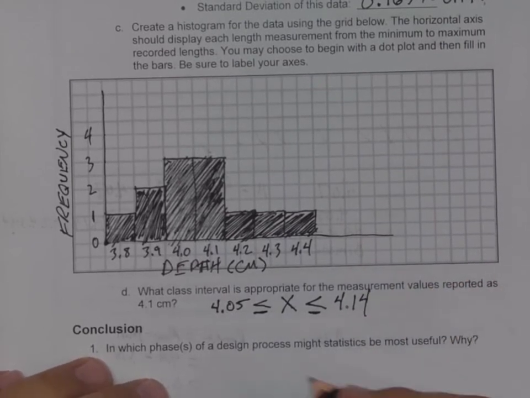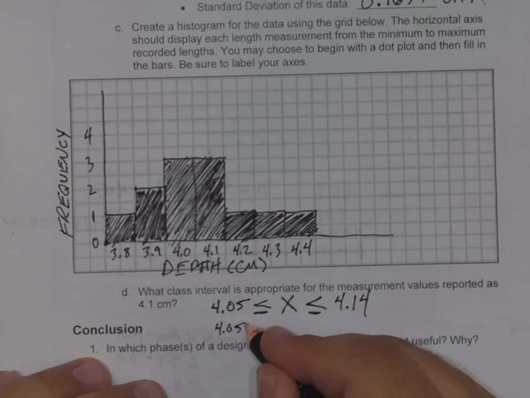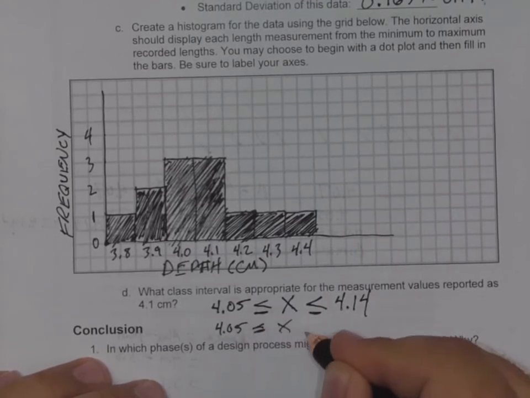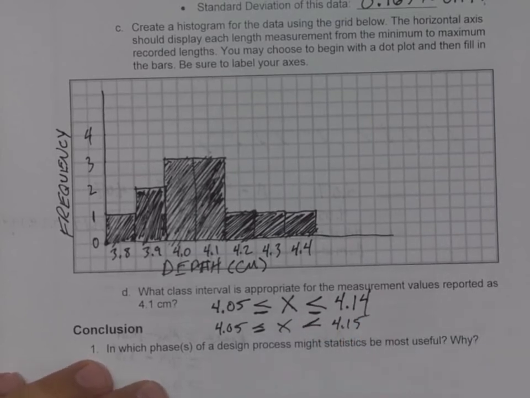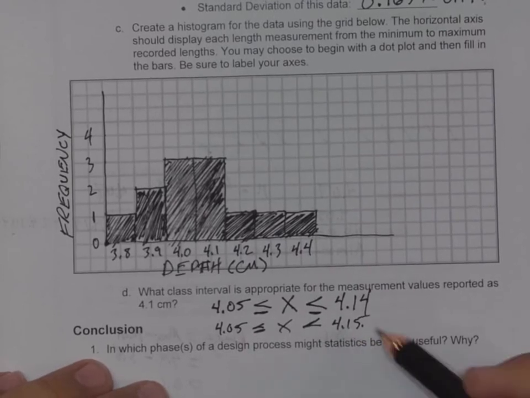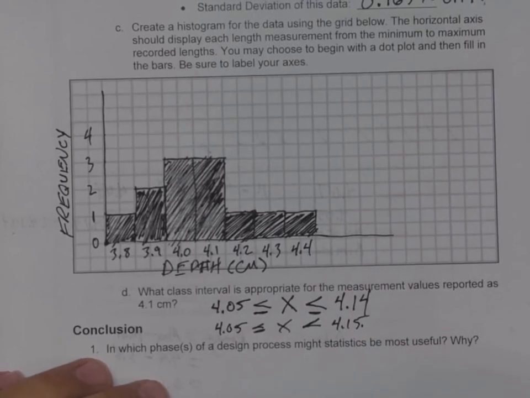Or you could also express it like this: 4.05 less than x, less than 4.15. Because as soon as you get to 5, I have to round up to 4.2. So either way, either one of those ranges would work for this.